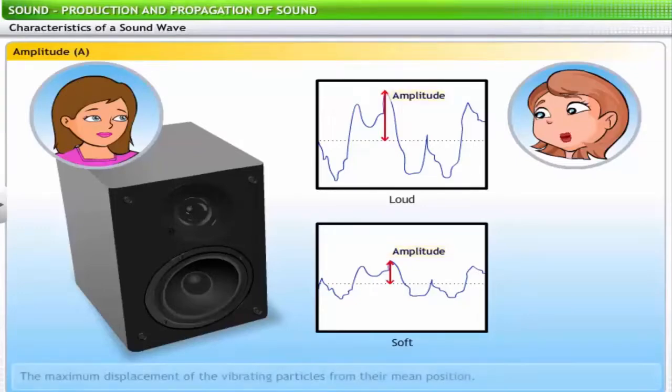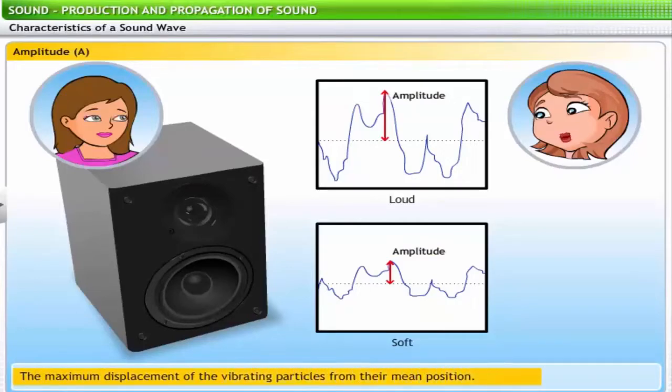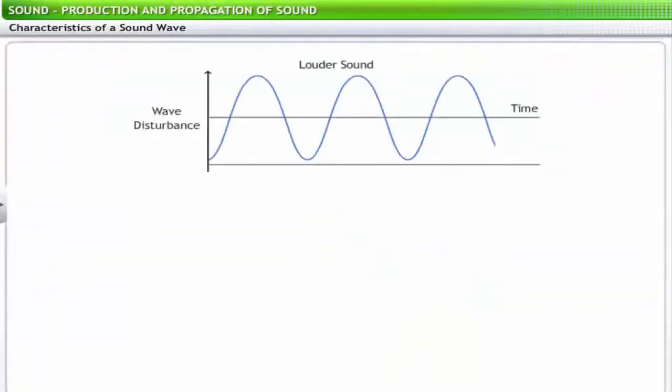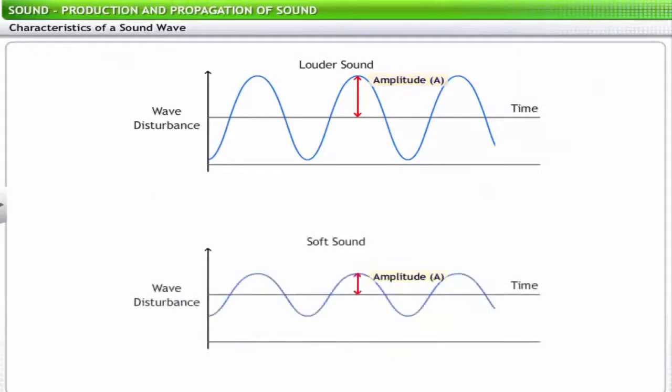Amplitude of a sound wave is the maximum displacement of the vibrating particles from their mean position. It is represented by the letter A and depends on the force with which an object is vibrated. Greater the amplitude, louder the sound heard, and lesser the amplitude, the lower the audibility of the sound.